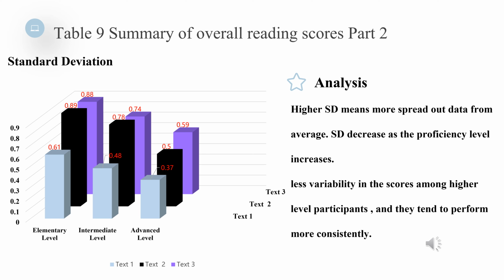We can see that the standard deviations generally decrease as the proficiency level increases. This indicates that there is less variability in the scores among the participants with higher proficiency levels, and they tend to perform more consistently. That's pretty much all of my part. Up next, I'm gonna hand it over to my teammate, Xiaohan.